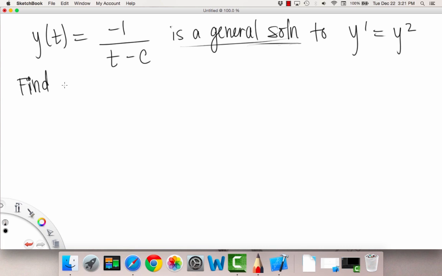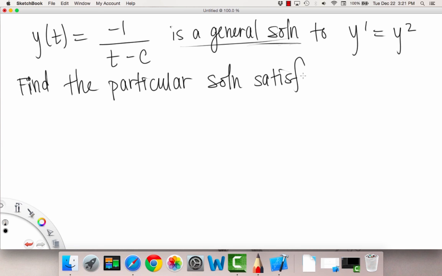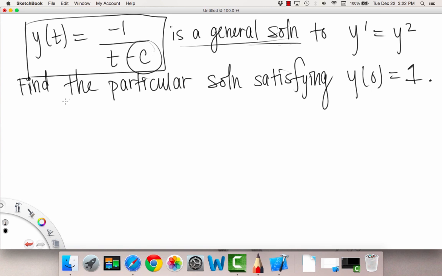Then what they're going to ask us to do is find the particular solution satisfying the initial condition of y of 0 is equal to 1. So in this case, what does this mean? We have our general solution here that contains some kind of constant in it that can vary, and this is our ODE.